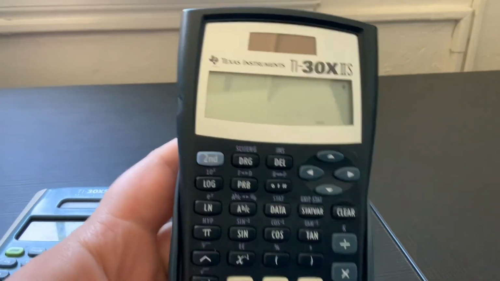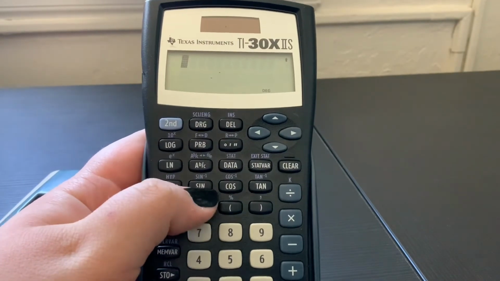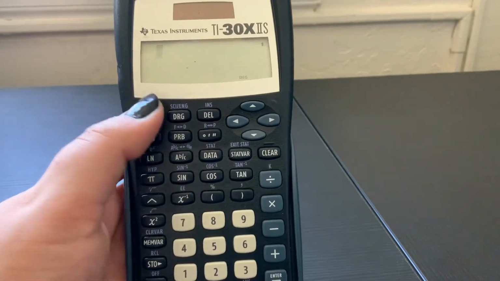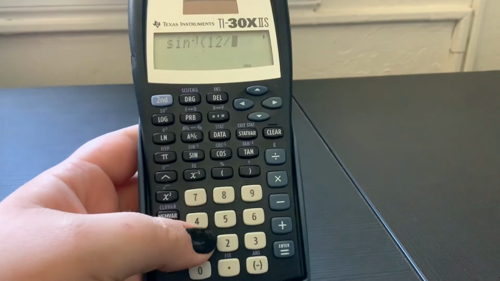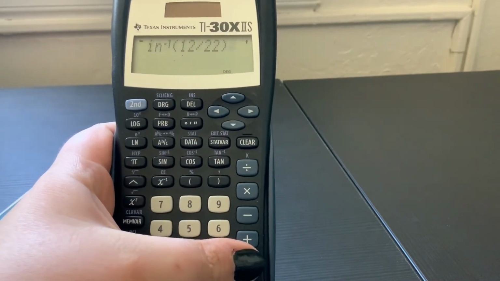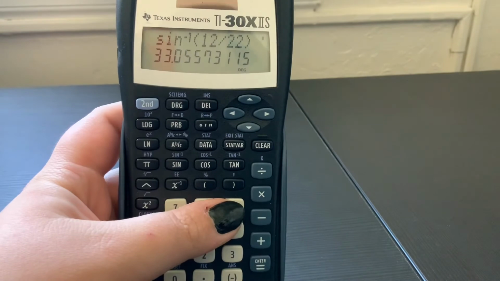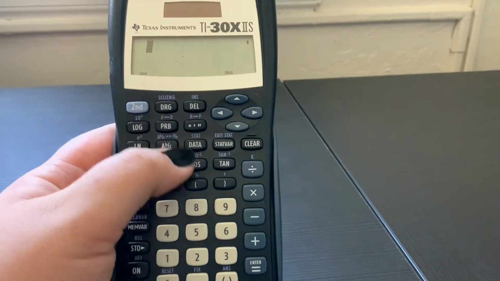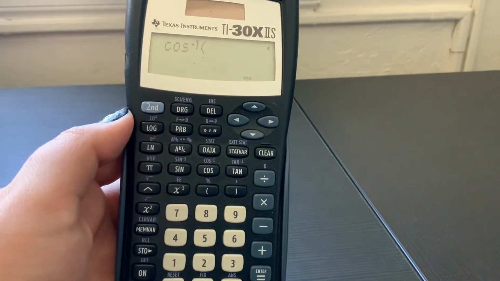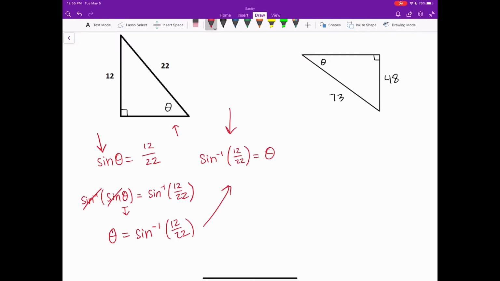On these ones, it's the same process. My inverse sine is located right above my sine button, so I'm going to hit second. I'm going to hit the sine button, and now I have inverse sine. Type in 12 over 22, close those parentheses, hit enter, and I get the same number, 33.055. For inverse cosine, it's the same thing. I'm going to hit second, and I'm going to hit the cosine button here. We'll use that in just a second. So as we saw, if we put in inverse sine of 12 over 22, we got an answer of about 33.055 degrees.